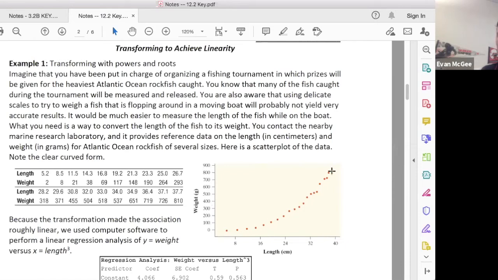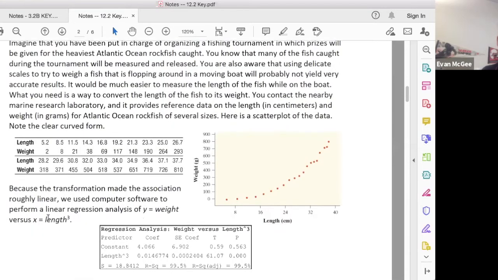You can see it's positive, it's strong, but it's curved. So since it's curved, the transformation made the association roughly linear because we used computer software to perform a linear regression analysis of weight versus length cubed. What they did is they cubed all of the lengths. So you see here, 5.2, they would have cubed that. 8.5, they cubed it. They cubed all of them and then replotted the data, and it looked more linear.